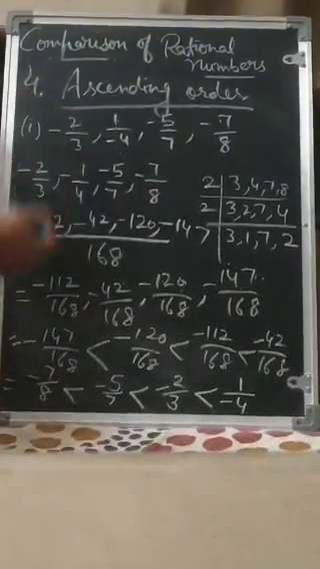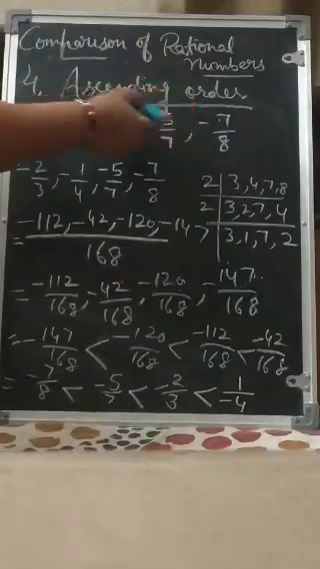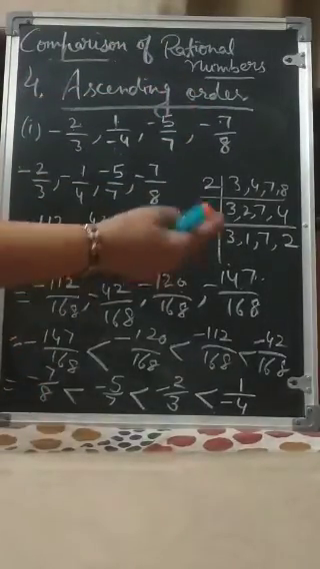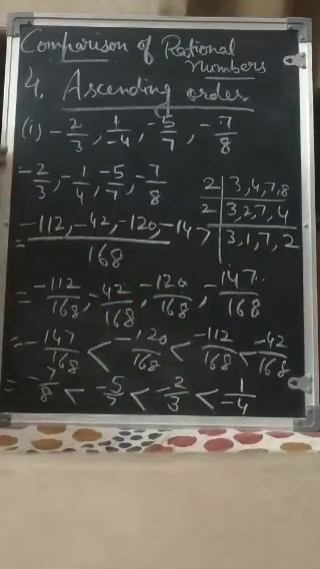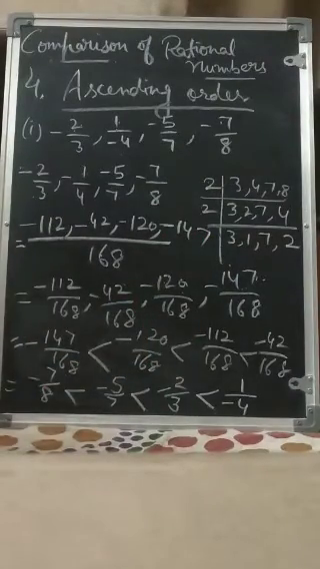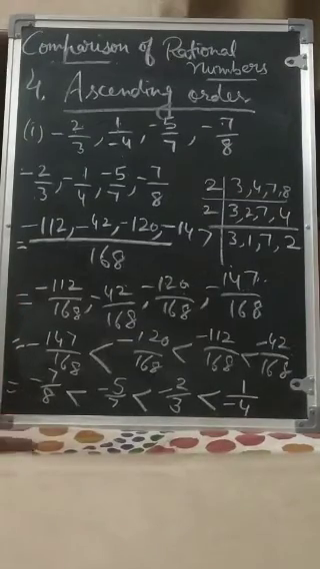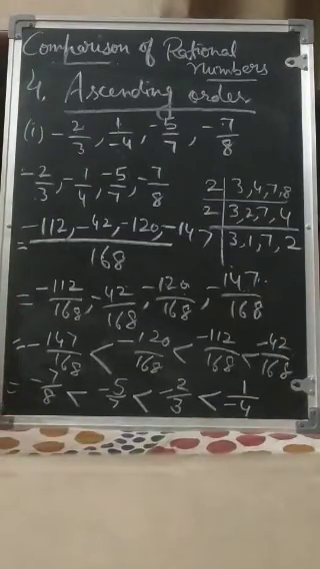So this way you will do descending order also. In descending order you will write the biggest rational number first, afterwards the smaller, depending upon the question. So this way you will complete your exercise 4F, all the questions, and check your answers also. So today you will complete it, and thank you.